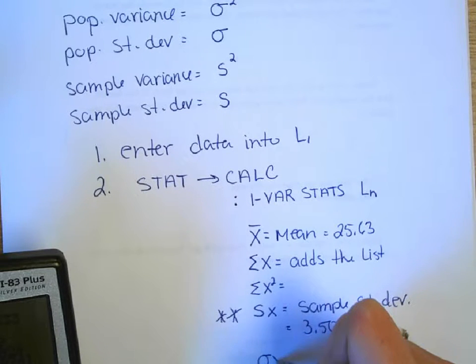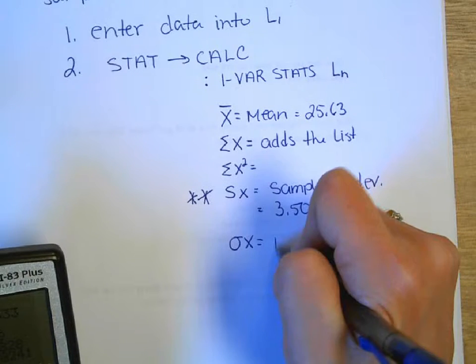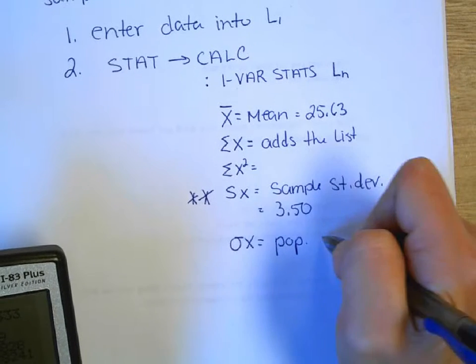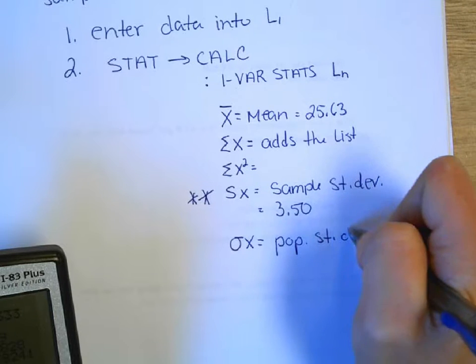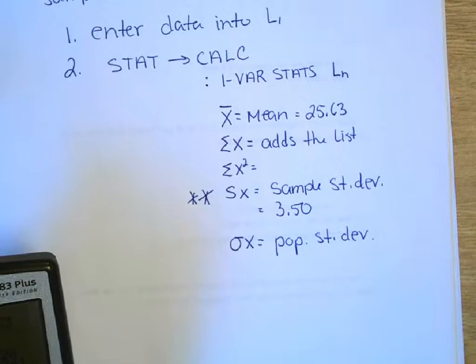Sigma x. What is that telling us? That is the population standard deviation. Okay, so why is the calculator calculating both of those? Because you remember the formula is different for them on that last step. If it's a population, you divide by how many, and if it's a sample, you divide by one less.